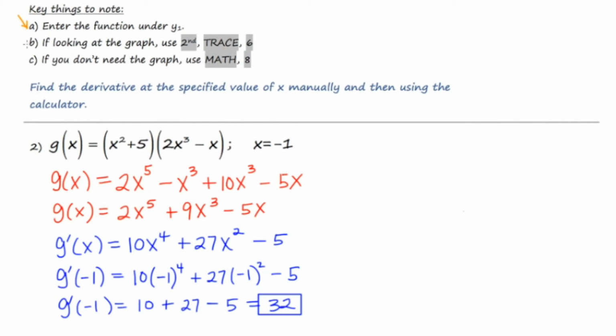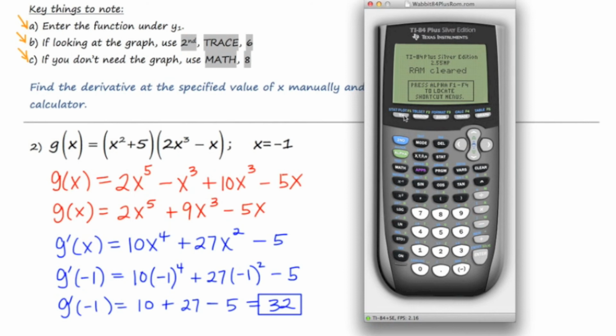If we decide to look at the graph, we're going to use second trace 6. But if we decide not to use the graph, we're going to use math 8. Okay, so I've queued the calculator up. I'm going to go to the y equals screen, and I'm going to use parentheses and type in x squared plus 5, times a new set of parentheses, 2x cubed minus x. Okay, I'll start with the zoom 6.